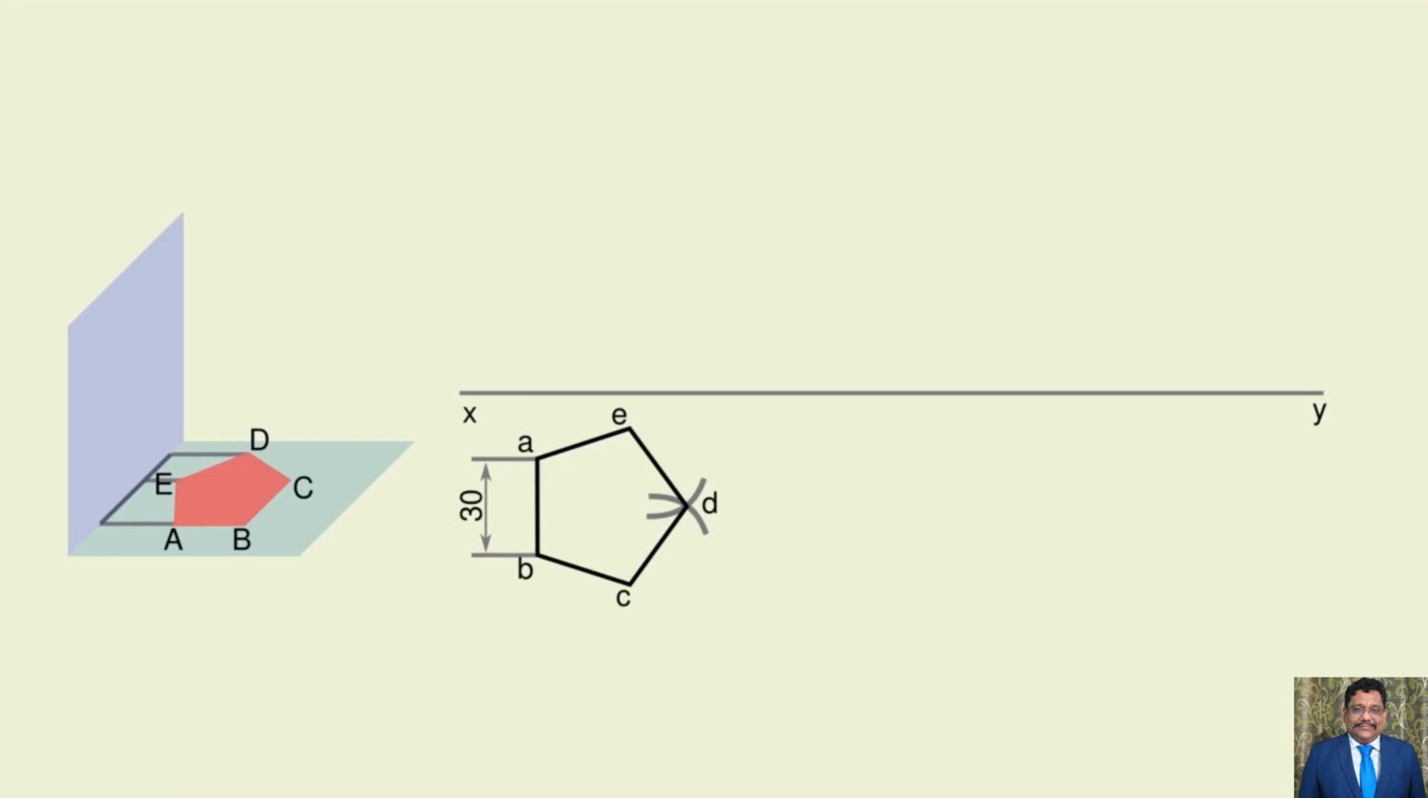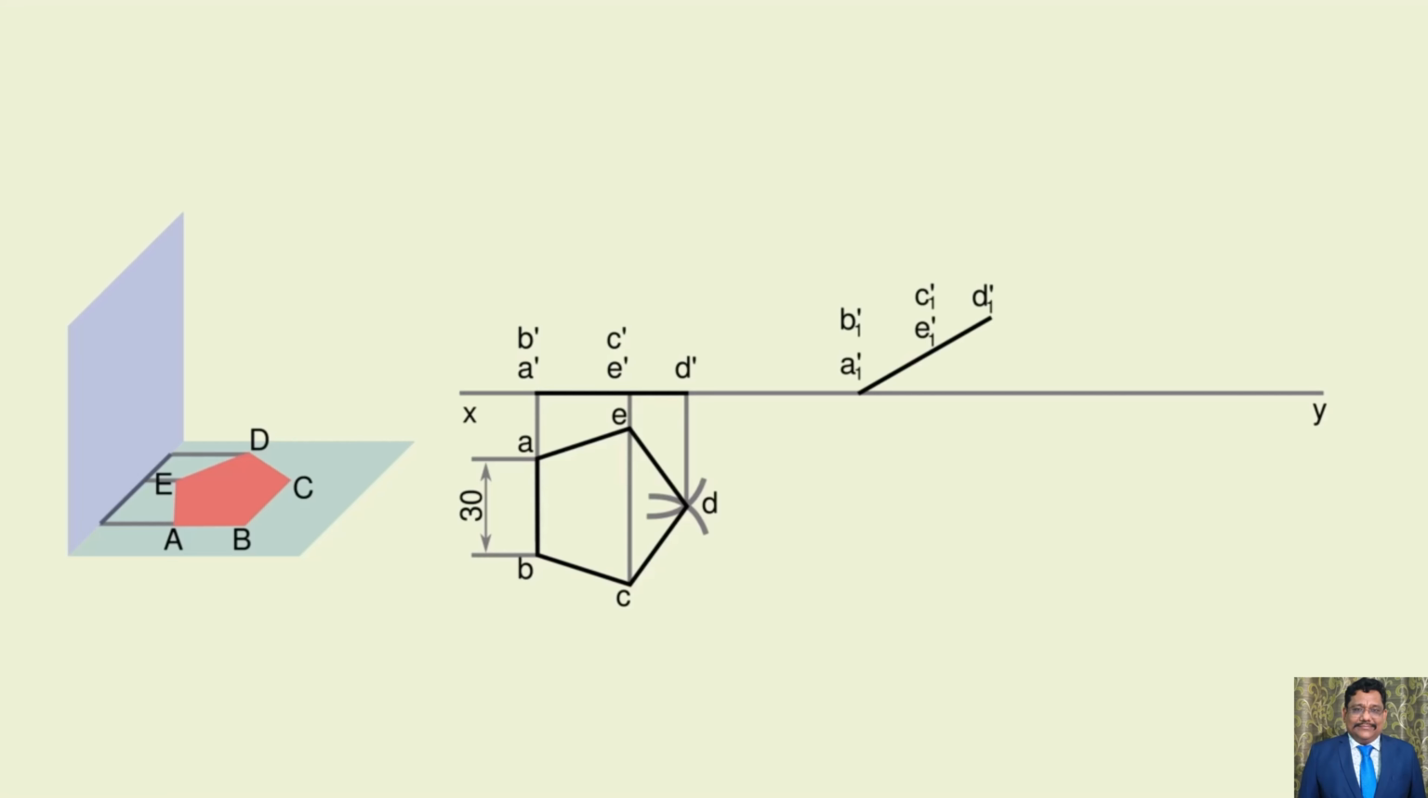Now draw the pentagon through these points. Well, our required pentagon is drawn. Name it as A, B, C, D, E. And from the top view, project lines on the XY line for the front view as a line. Name it as A', B', C', D', E'.